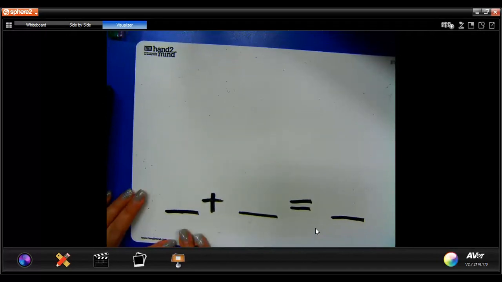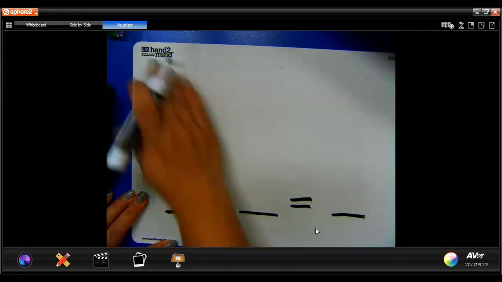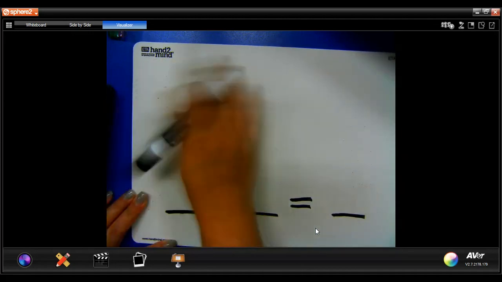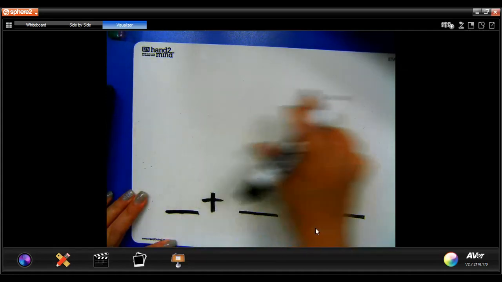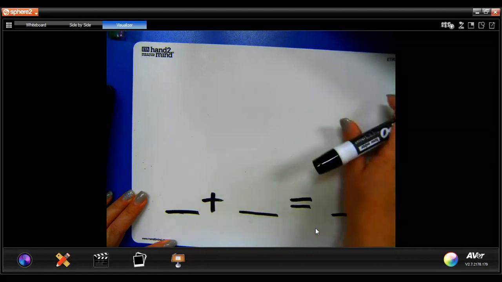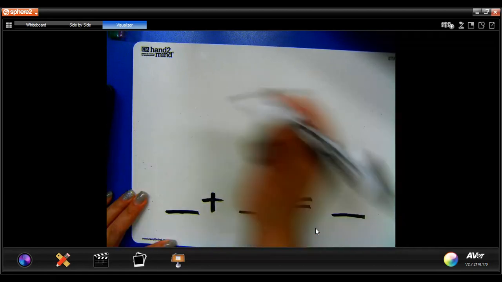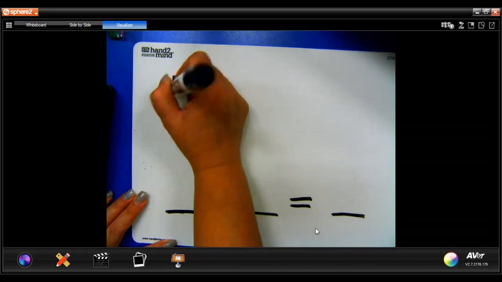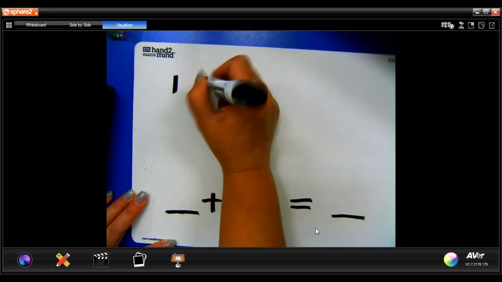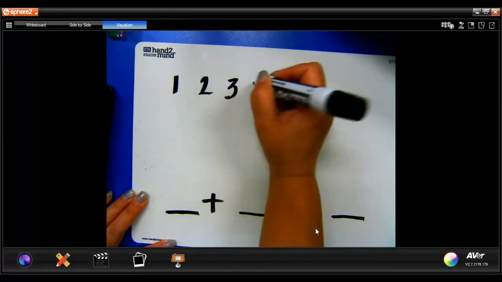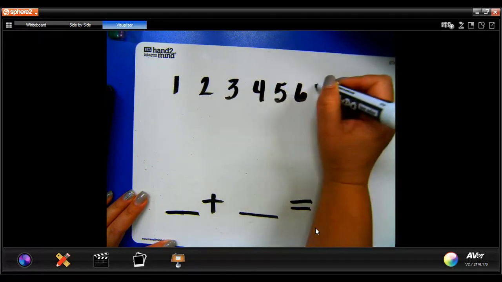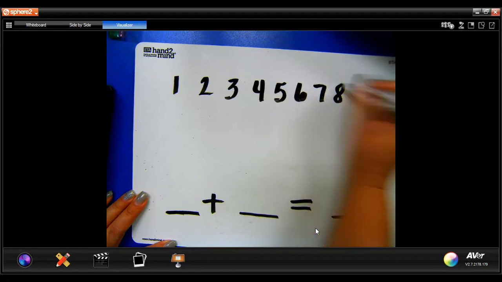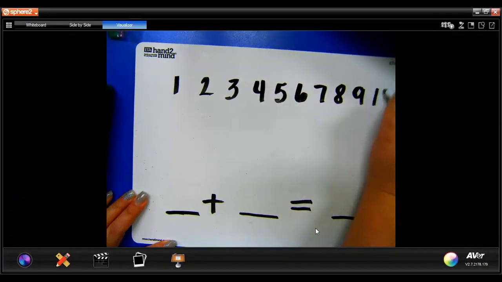So we're going to do a couple of addition problems. But before that, one thing that's going to help us, if we're still having problems identifying our numbers, is to write a number line up here. We're going to write numbers so that it can help us out. So I'll show you how you can use it in a little bit. So we're going to write 1, 2, 3, 4, 5, 6, 7, 8, 9, and 10.